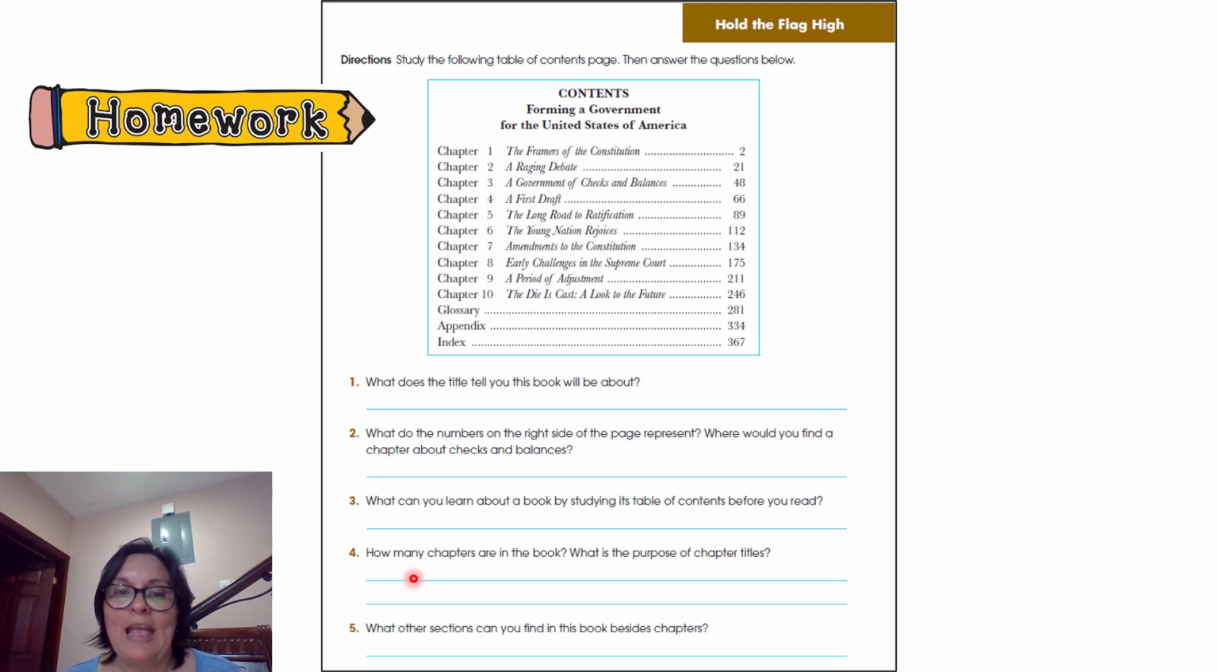Number 4, how many chapters are in the book? Here you have them, easy. How many chapters? And what is the purpose of chapter titles? Why do you think it's necessary to have the titles of each chapter? What is the purpose? And number 5, what other sections can you find in this book besides chapters? Besides the chapters, what other sections do you have? You have 3 more, so write them in here.